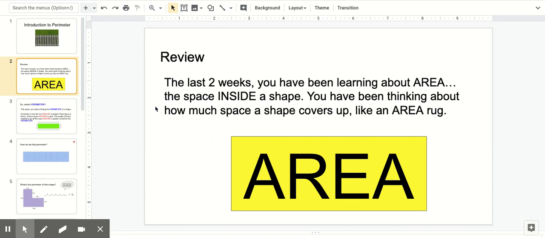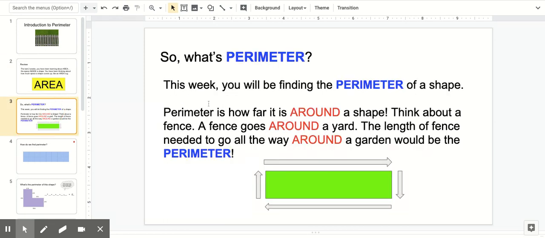You've been thinking about how much space a shape covers up, like an area rug. So if we were looking at this yellow rectangle, area would be the amount of space on the inside, how much space this is covering up. If this were a rug and laying on the floor, how much area is it covering? And today, we're going to be looking at something different. It's related to area, but it's different. It's perimeter. So what's perimeter?